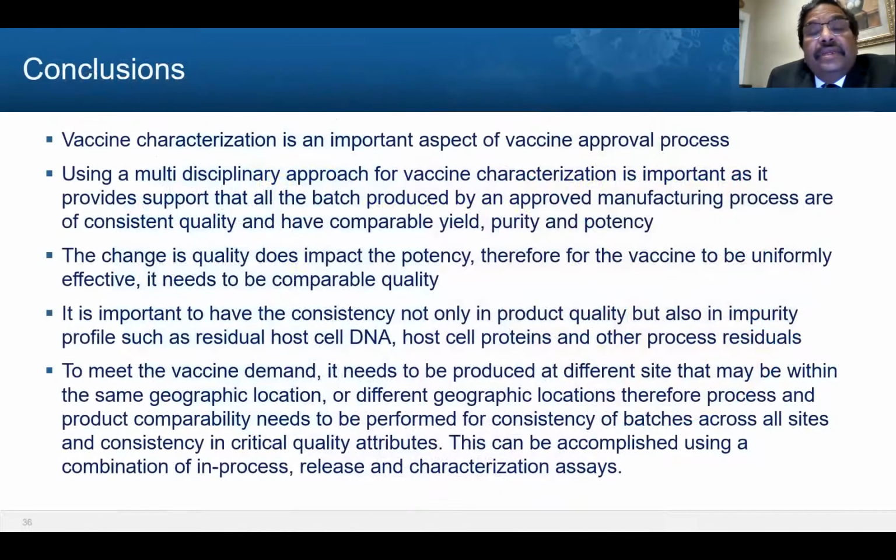Again, I don't need to really rehash the conclusions, but I have shown you why it is important to do vaccine characterization, what methods can be used for characterization, and how to use the methods for developing the bioanalytical compatibility approach.